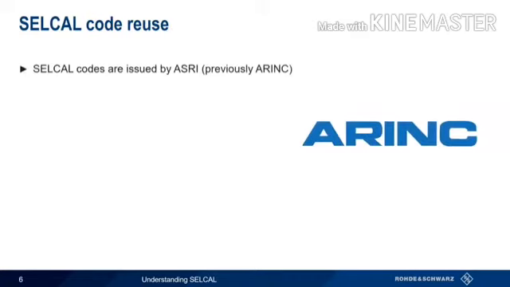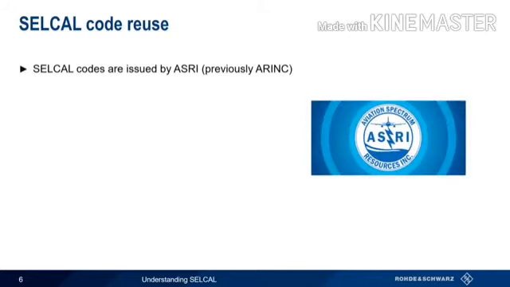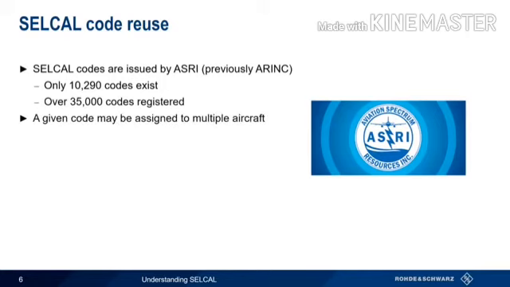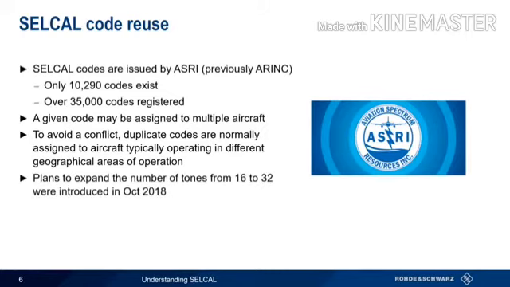Prior to 2006, Selcal codes were issued by ARINC, Aeronautical Radio Incorporated, but are now issued by ASRI, or Aviation Spectrum Resources Incorporated. There are 10,290 Selcal code combinations, but over 35,000 codes have been issued to aircraft. This means that a given code may be assigned to more than one aircraft. Clearly, this could create problems, so duplicate codes are typically assigned to aircraft in different geographical areas of operation. There are also plans to increase the number of tones from 16 to 32, with initial deployments projected to begin sometime after 2020.